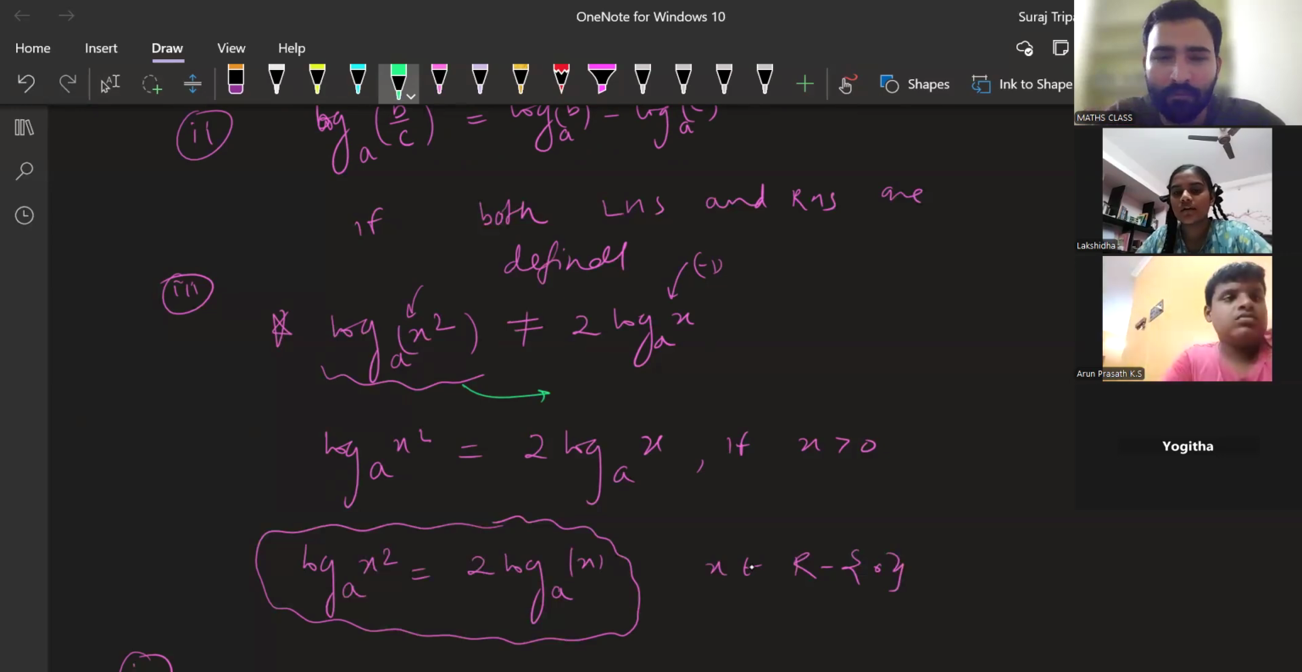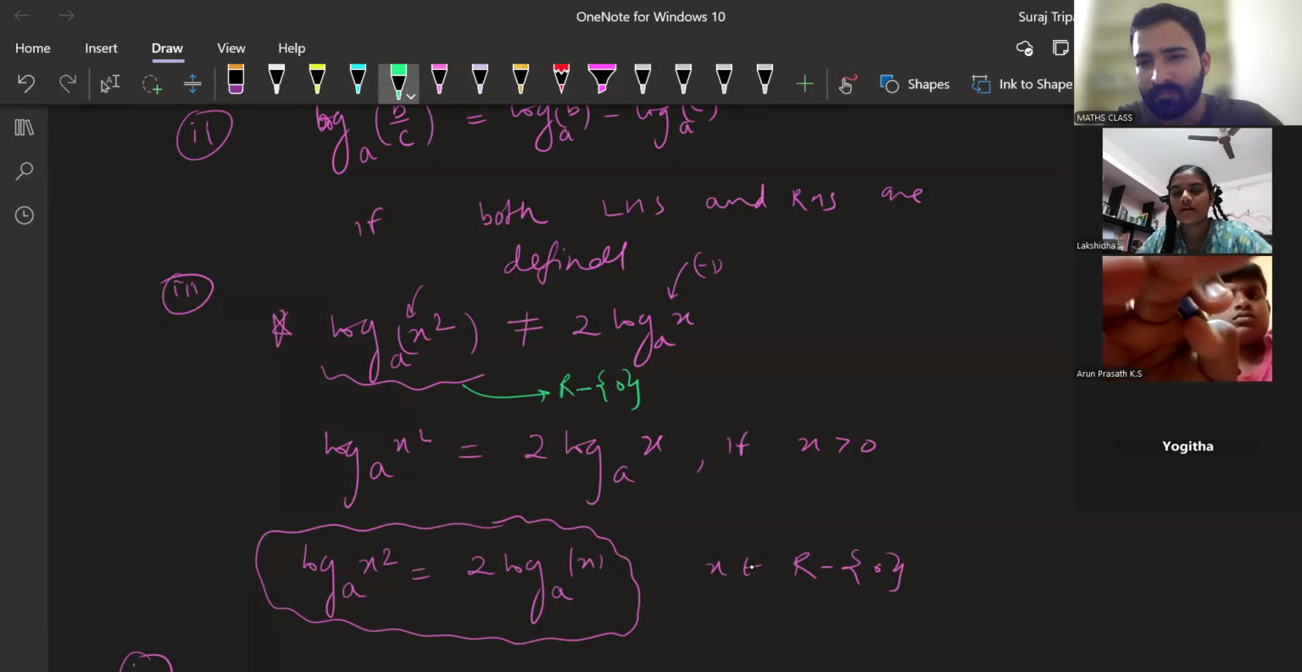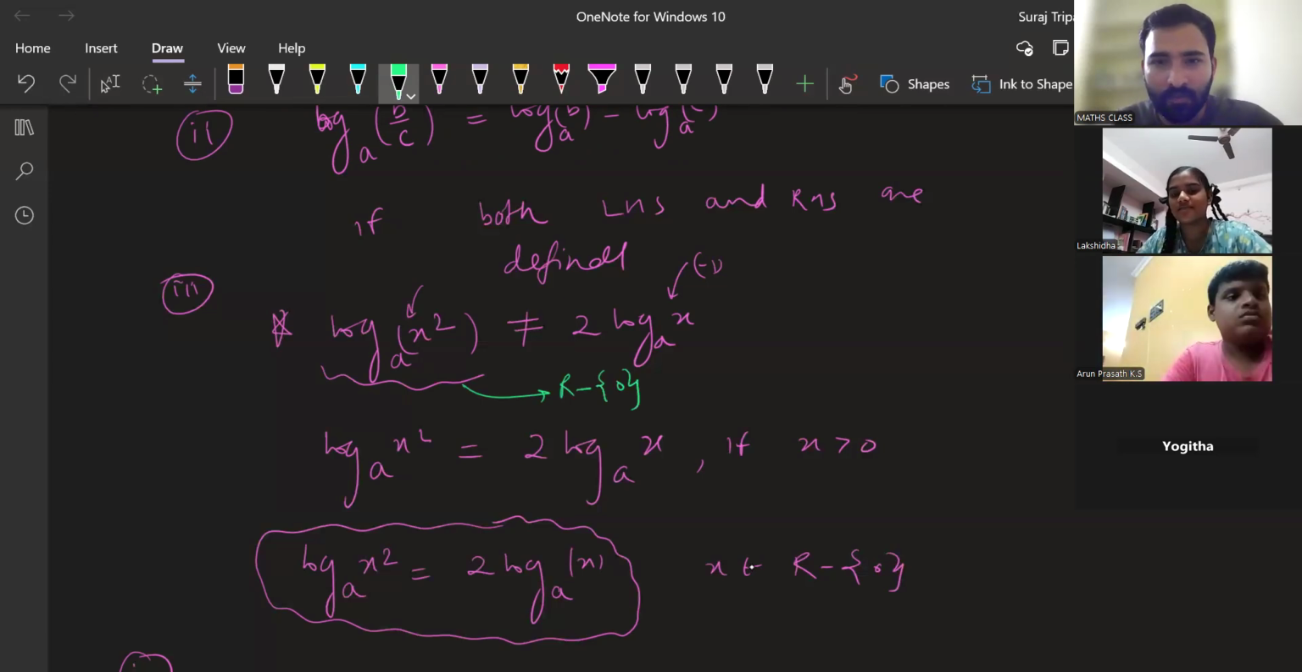What are the values of x which we can put here? Real numbers. But 0 again we cannot put here. Of course. So what about this log? This log, which values can we put here? We can put 0 to infinity, not minus.